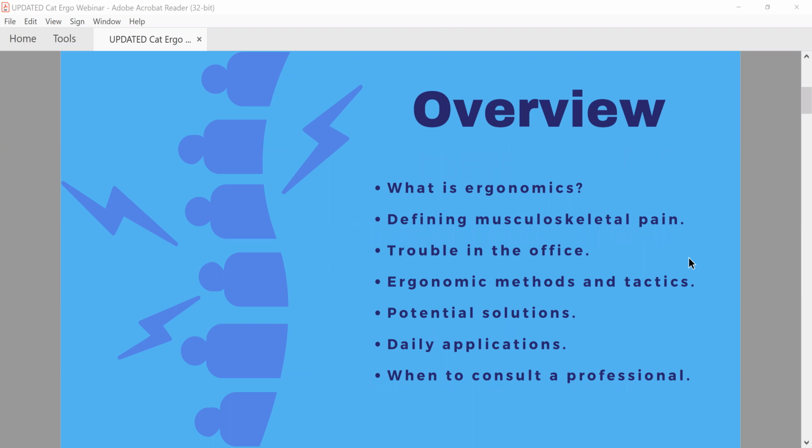In this presentation, we will be discussing what ergonomics is, the definition of musculoskeletal pain, also known as MS pain, how it can lead to trouble in the office, ergonomic methods and tactics, potential solutions, daily applications, meaning different stretches and exercises, as well as when to consult a professional about your pain. Before I move on, I would just like to mention that I am in no way a doctor, so please take the information in this webinar with caution.